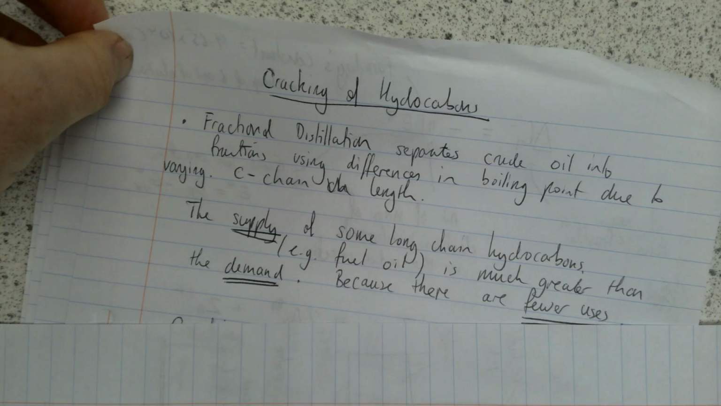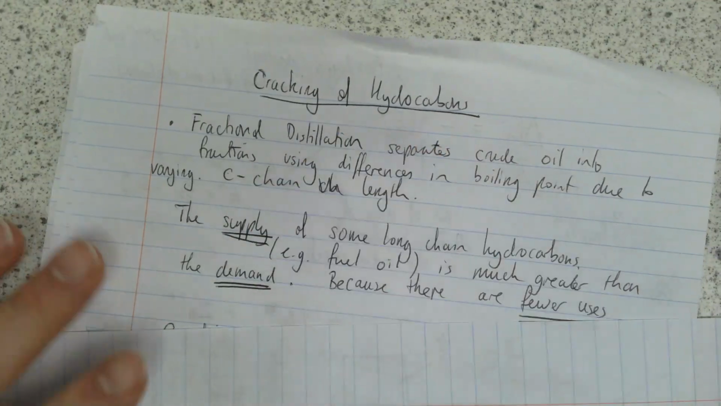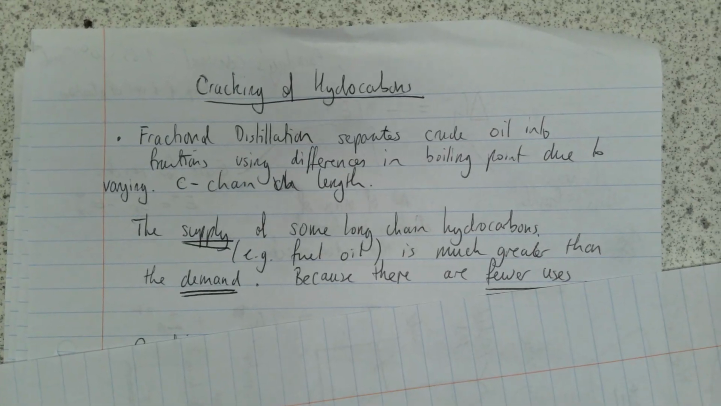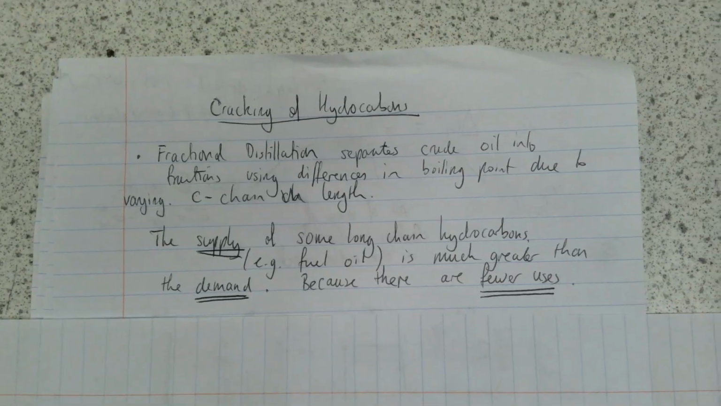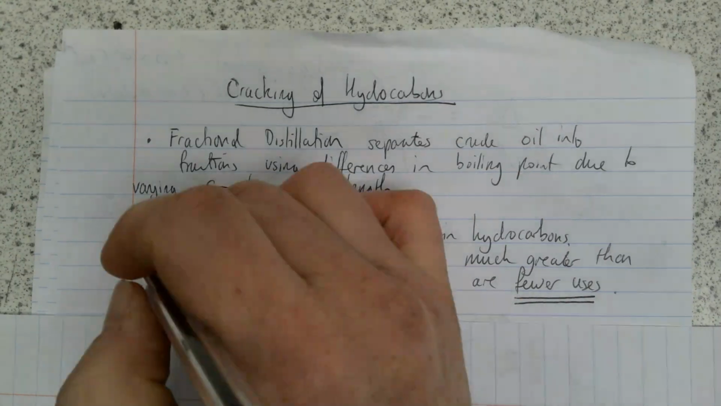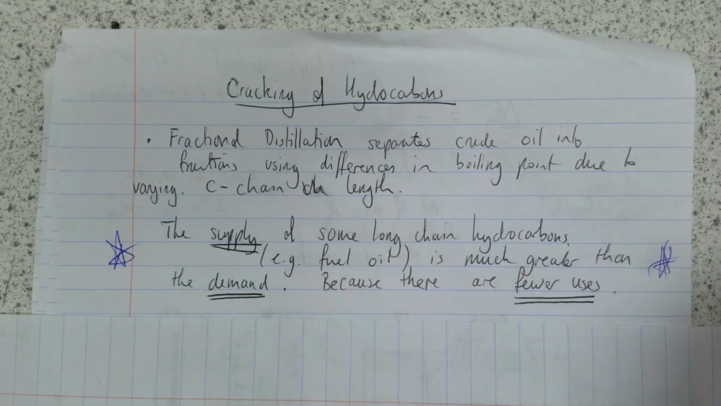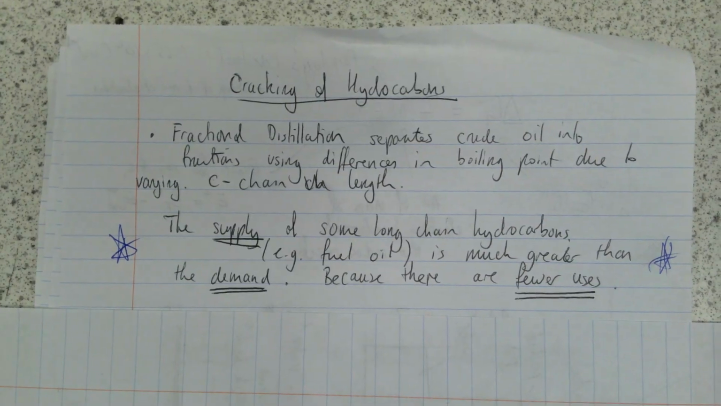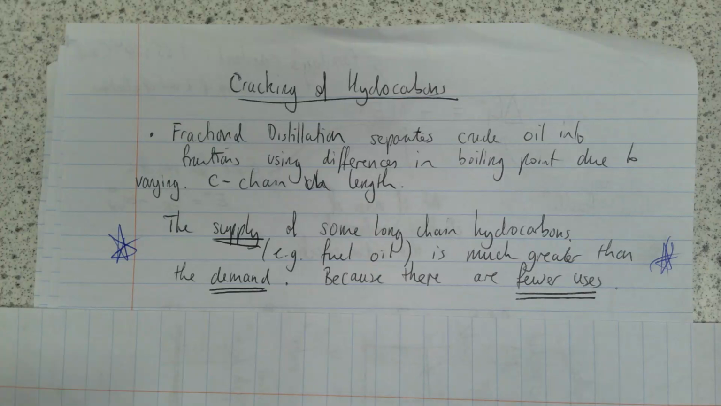What the purpose of it is. So the idea is that we've got these fractions that we talked about last time from fractional distillation, and we've separated crude oil into different fractions, which are caused by the differences in boiling points, which is linked to their carbon chain length, right? But the really key point, and the point you must get into the habit of making, is that the supply of some of those long chain hydrocarbons, such as fuel oil, which is thick and sticky and not as useful as, say, petrol, is much greater than the demand for it.